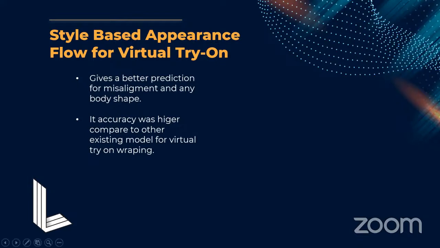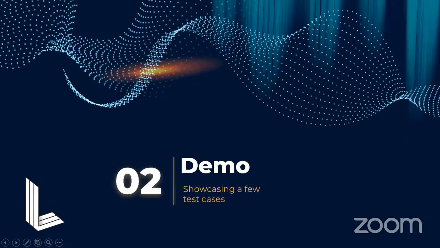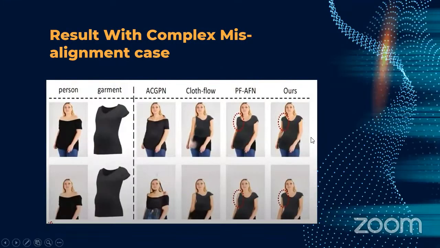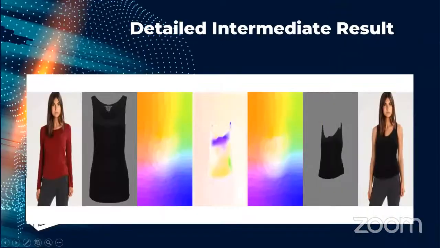So moving to the next slide, as a demo, as you have seen, there is a result of a misalignment case. Even with a complex misalignment case, it gives a perfect image of a person and an accurate result, as you can see here. The demo takes different input images, and how it gives the output is shown here.